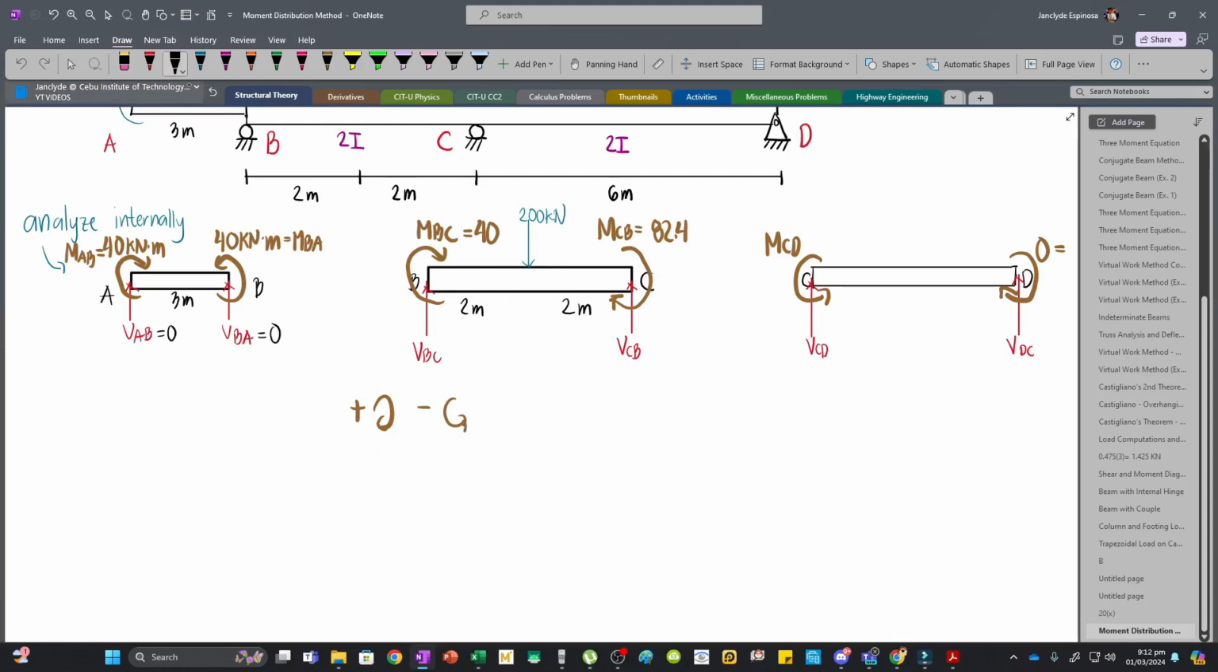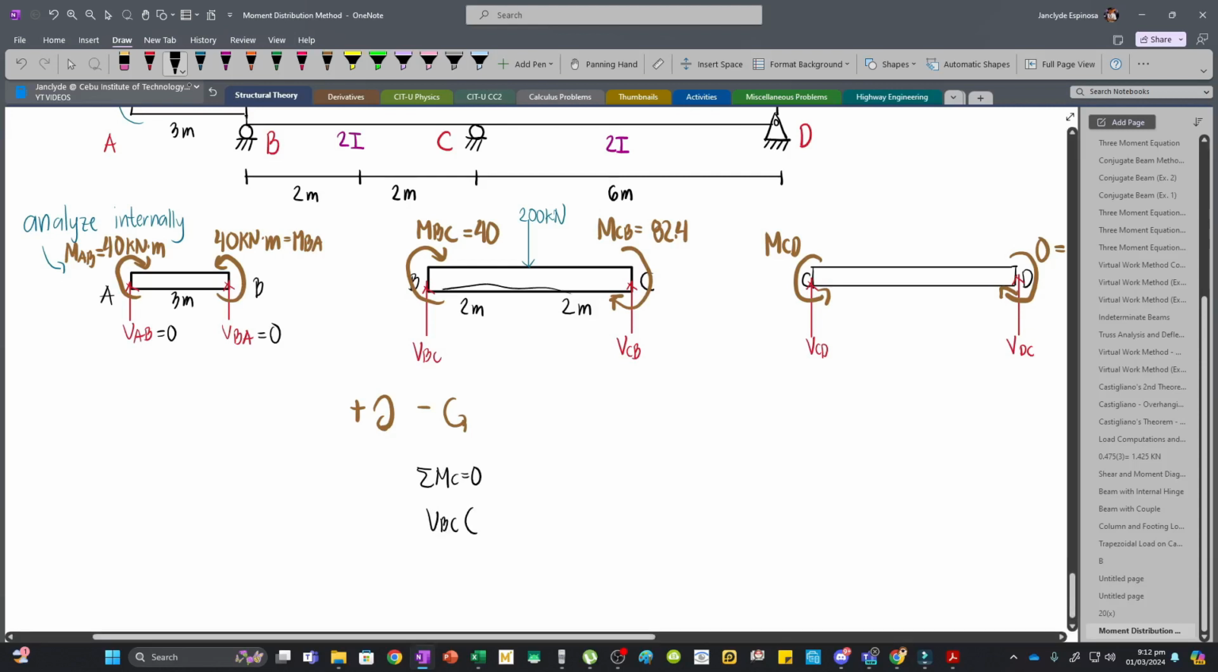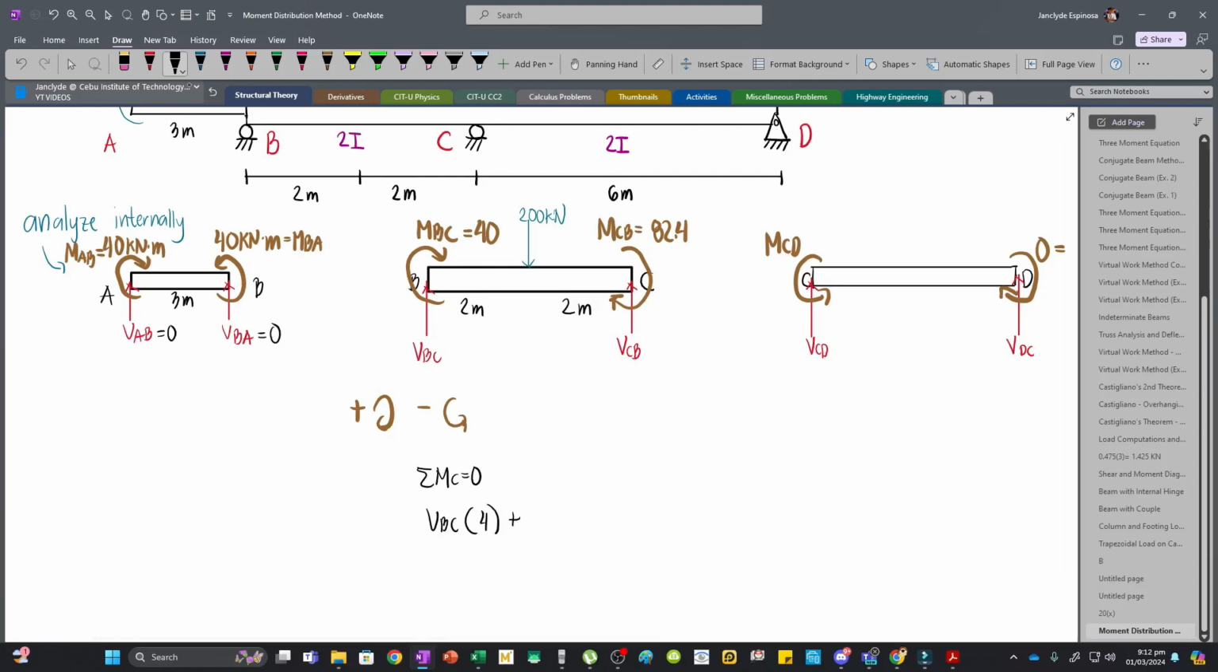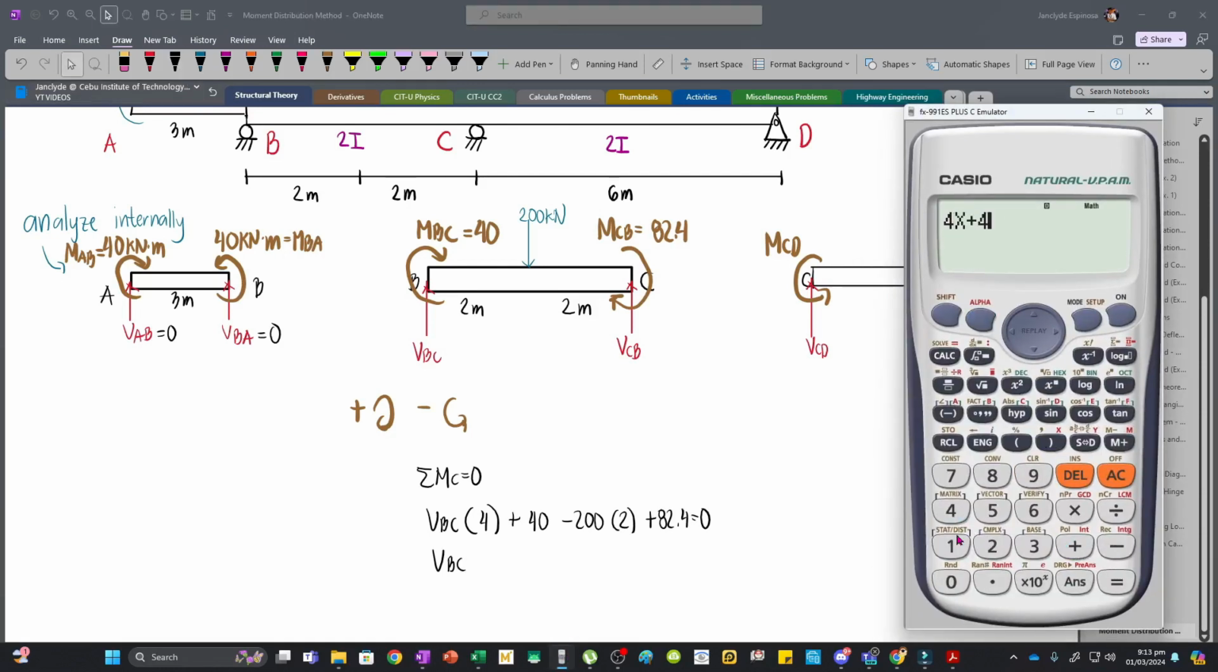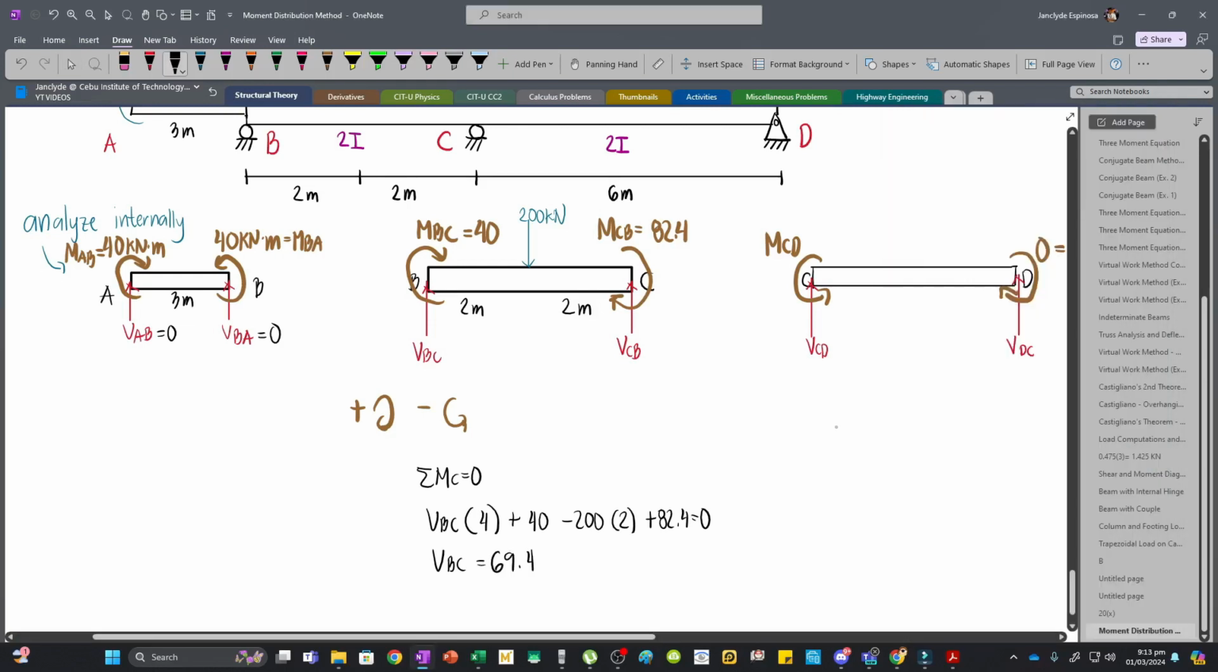And so analyzing span BC, we can take moments about C in order to solve VBC. So we have summation of moments at C, that'll be VBC times 4, and then plus 40 because this is clockwise, and then minus 200 multiplied by 2, and then plus MCB because this is clockwise, so plus 82.4. And so solving VBC, we have 4x plus 40 minus 200 times 2 plus 82.4 is equal to 0. And so this is 69.4. And then this is upward.